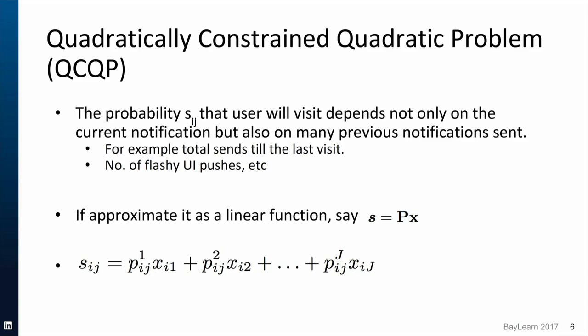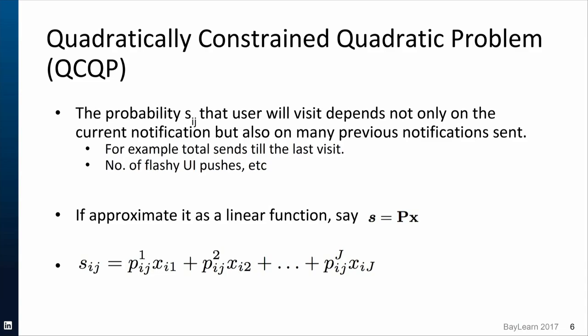Now, as soon as you do that, for example, if you write this as a linear function, here S is just a vectorized version of your Sijs, then you can write it as a matrix P times your variable of interest x. If you just consider a particular Sij, then it's a linear combination of all the things that are sent to you. So it's xi1 to xij times certain latent factors. And these latent factors can be learned from one problem to the other.